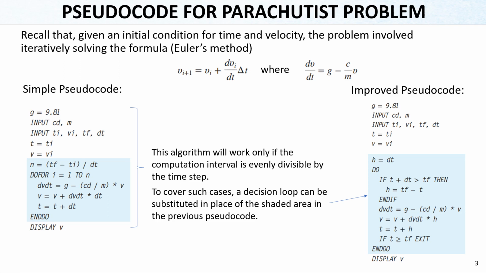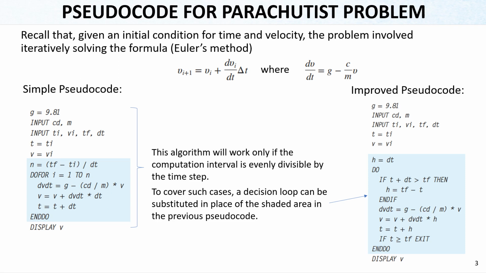So this algorithm will work only if the computation interval is evenly divisible by the time step. Which means that the difference of tf and ti divided by dt should give an integer number as the n value so that we can continue from 1 to n. But if it is not divisible, then it's a problem.